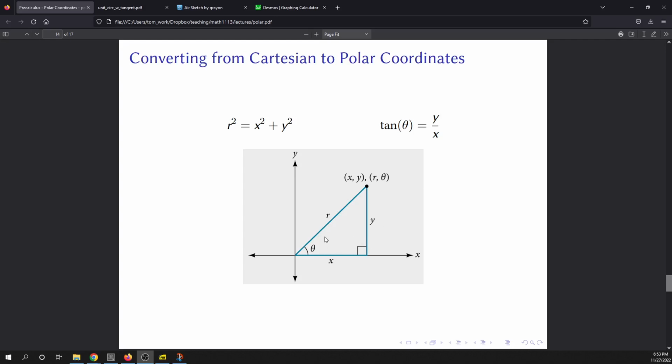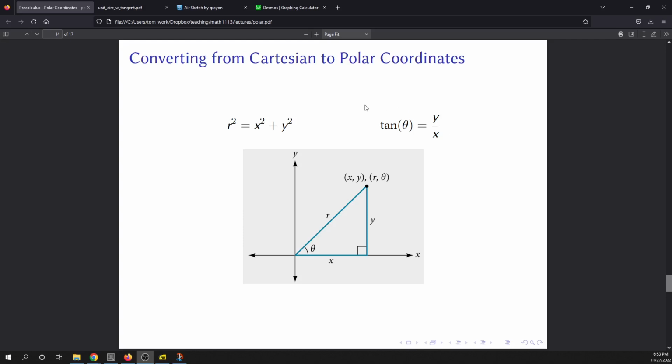Next up we have tan theta equals y over x, and that just comes from a little triangle trig. Again, we have a right triangle, so theta is this angle right here. For theta, y is the opposite side and x is the adjacent side, so we know that the tangent of theta is equal to y over x. That's where those two formulas come from.